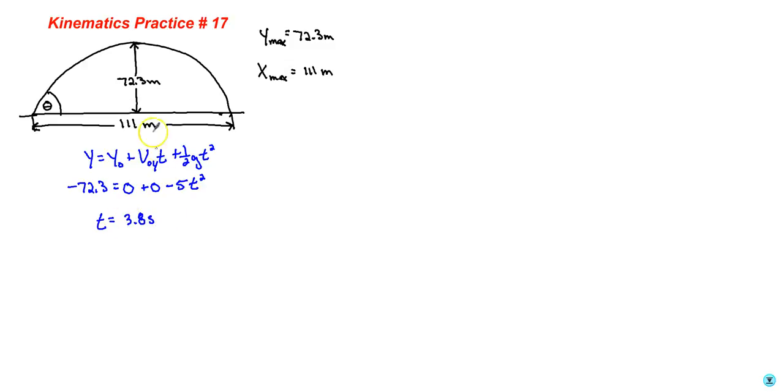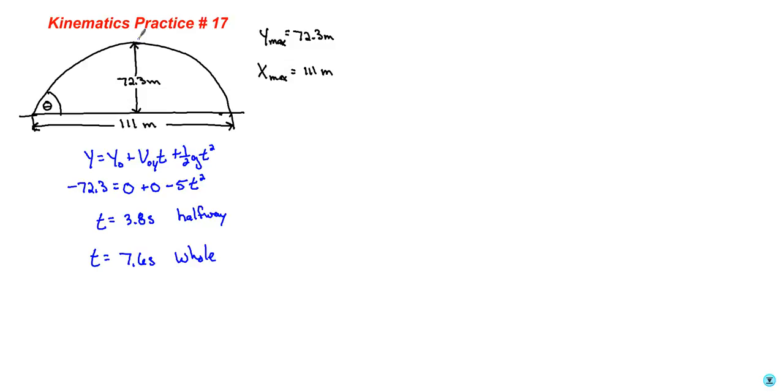Now that 3.8 seconds is the time to go from the top down to the ground. So this is really the time for halfway. Well, the time for the whole flight then, because it's symmetrical, is going to be 7.6 seconds. So that's the whole time. So that helps us. Now we know the entire flight takes 7.6 seconds. That's really important to remember.